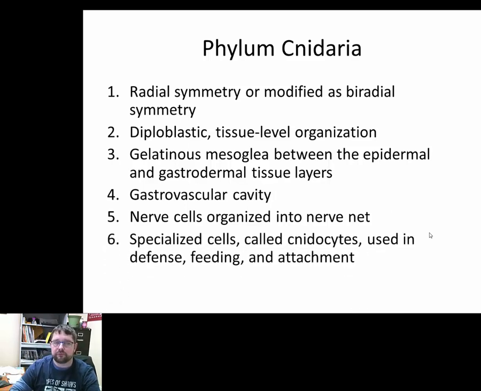They have some specialized cells where they get the name of the phylum, and those are cnidocytes. Those cells help with defense, feeding, attachment, all kinds of things, depending on the version of the cnidocyte. This is what most people would experience if you've ever been stung by a jelly. Then you've interacted with the cnidocyte of a Cnidarian.